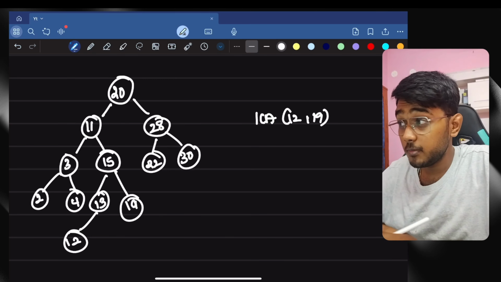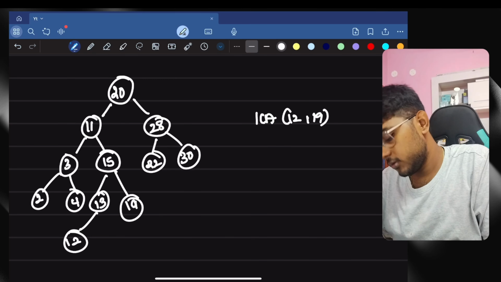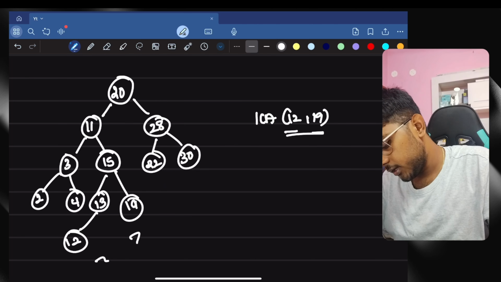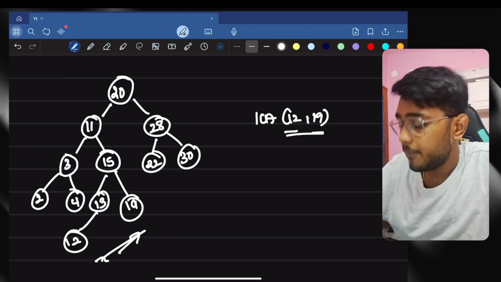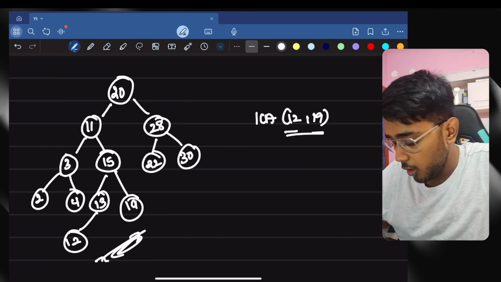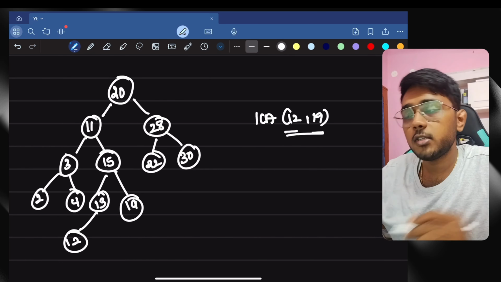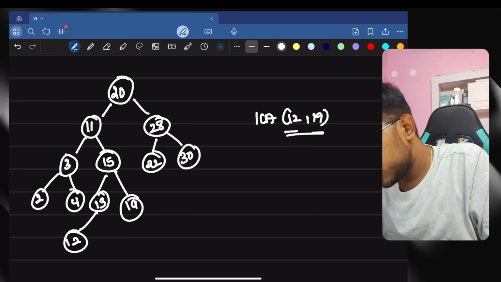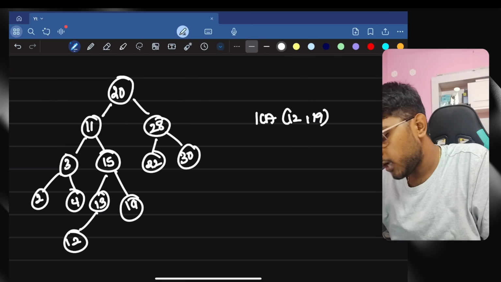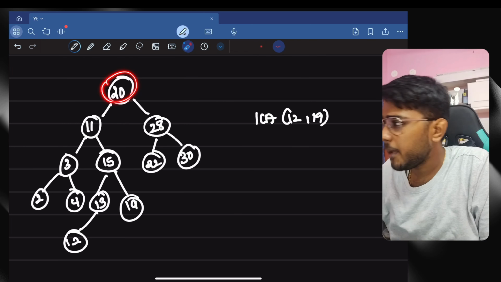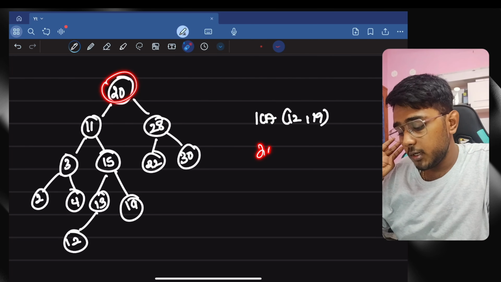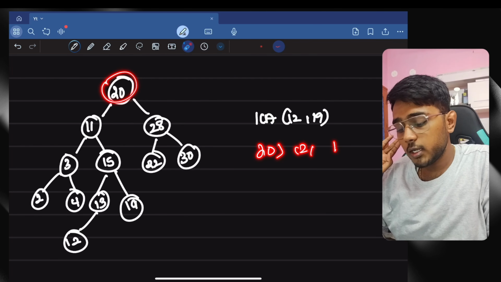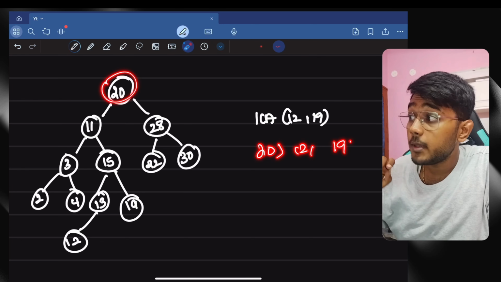Actually, I made a small mistake in the example. So now let's take 12 and 19. Okay, so 12 is here, 19 is here, and we need to find the lowest common ancestor. So 5 was wrong. Sorry for that, but that's fine. The explanation is right. Now let's do the dry run. So the starting node is going to be 20. Am I right? Now tell me, 20 is greater than 12 and greater than 19? Yes, it is.